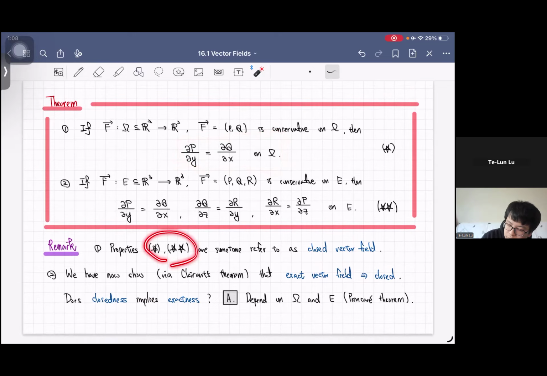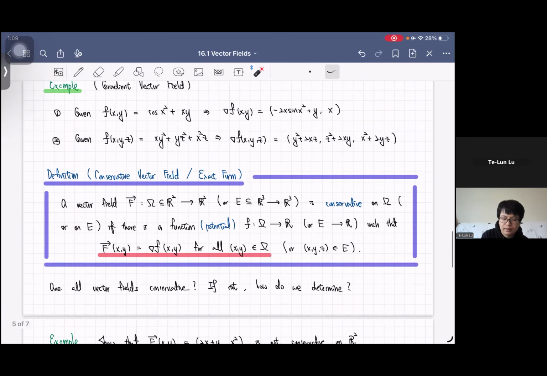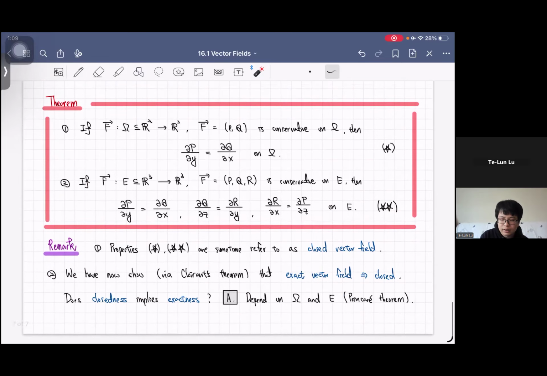We usually call the star and star-star conditions a closed vector field. This is another terminology for vector fields. For this theorem, we now know via Clairaut's theorem that an exact vector field, or say conservative vector field, I forgot to mention this, we also usually call this exact. This is a more mathematical terminology. But anyway, a conservative or exact vector field implies that it must be closed, meaning that if you are the gradient of some function, then the components of that vector field must satisfy this equation if you're in 2D and this one if you're in 3D.